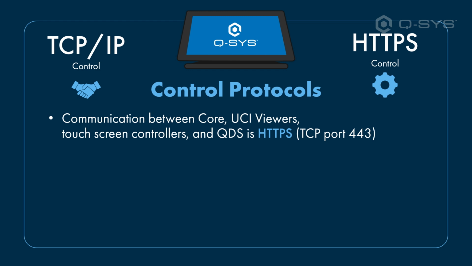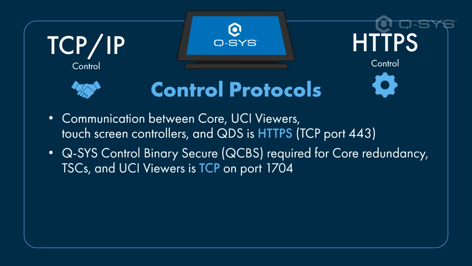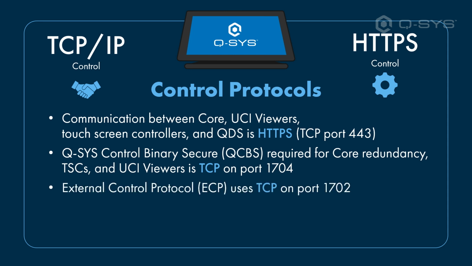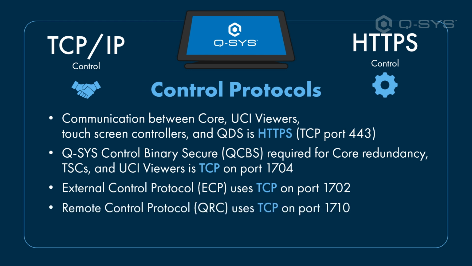There are some other ports that are very important with other control protocols that you should keep in mind as well. If you're using Control Binary Secure, QCBS, that's going to be used in different core redundancy situations. That's going to take place with TCP port 1704. If you're using External Control Protocol, ECP, which is a real simple protocol for third-party devices to communicate back and forth with the core using basic ASCII characters, that takes place on port 1702. Whereas you could also use QRC, which is Remote Control Protocol. That takes place on port 1710. That uses JSON command prompts, so that is a different protocol as well.